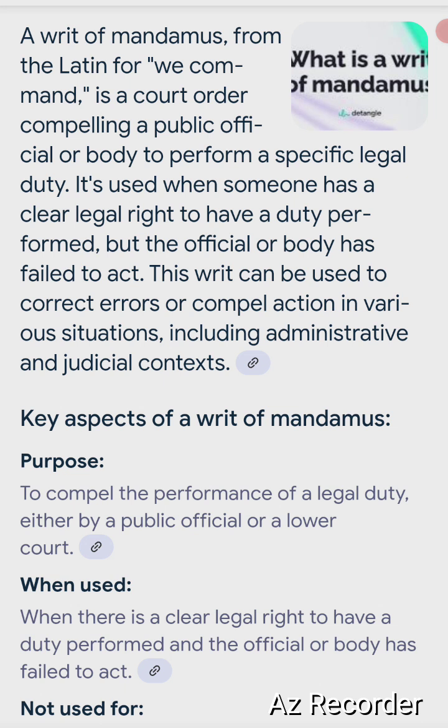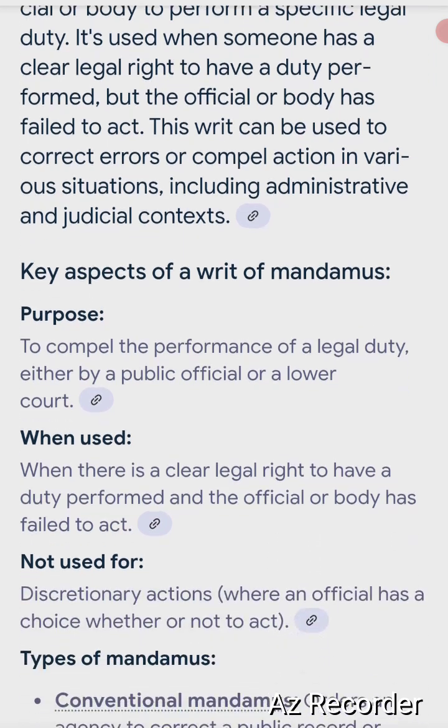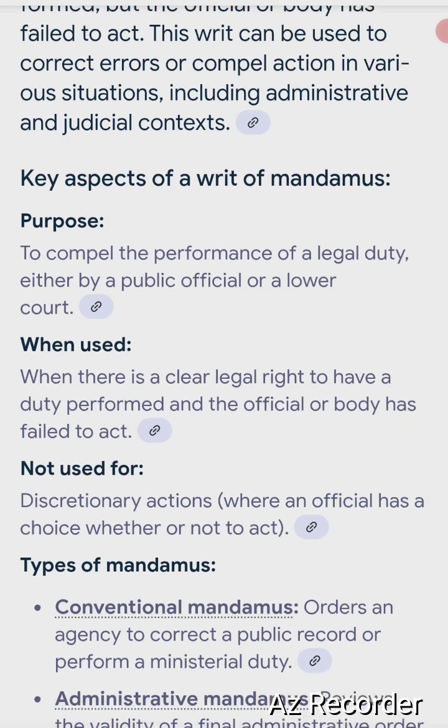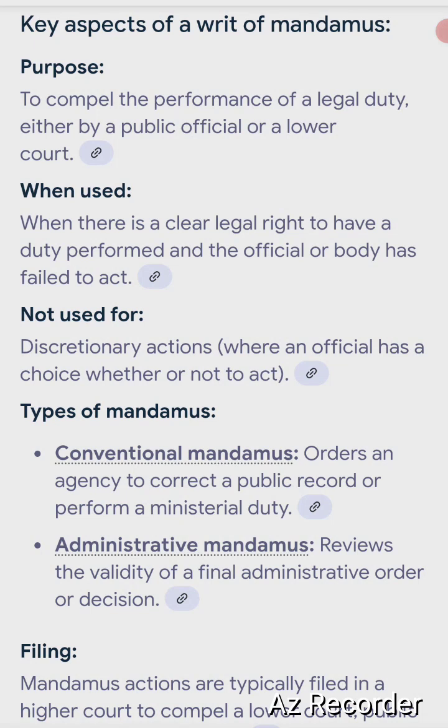Key aspects of writ of mandamus. Purpose: to compel the performance of a legal duty, either by a public official or a lower court. When used: when there is a clear legal right to have a duty performed and the official or body has failed to act. Not used for discretion. It's not used for discretionary actions where an official has a choice whether or not to act.